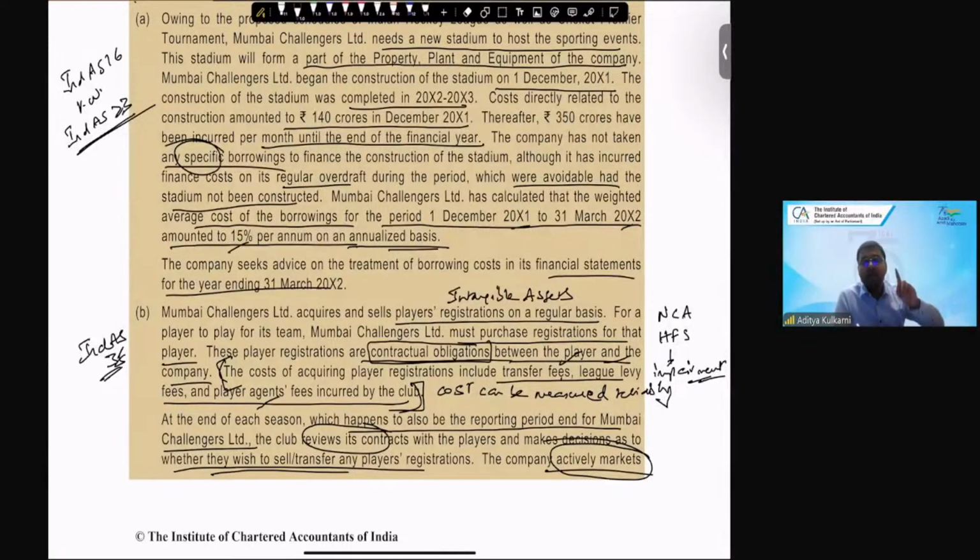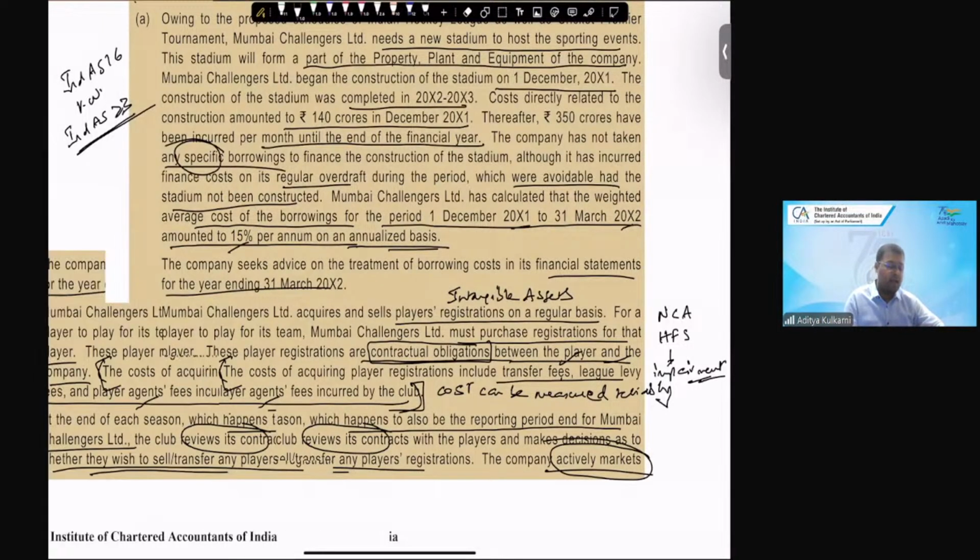Yes, sir. Non-current assets held for sale, is it limited to property, plant and equipment? No, it's not saying PPE held for sale. It's saying non-current assets held for sale. So non-current assets में कुछ भी आ सकता है. Yes, anything can come under non-current assets held for sale.